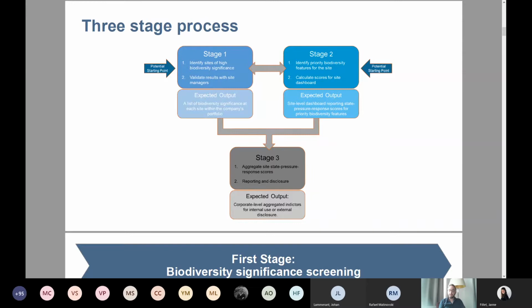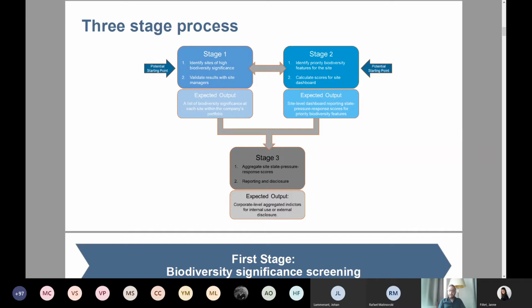And part of the information that companies can draw out of this is that they will then be able to identify which sites they need to elevate to stage 2, in which they will have a much more detailed assessment of the impact and interaction with biodiversity at a site level. So this stage 2 looks to identify what are the elements of biodiversity at that site that are likely to be impacted by the company's actions, and then assesses these on a state, pressure and response framework, which I'll come on to discuss a little bit more in a moment, in order to produce a site level dashboard identifying the company's performance on biodiversity at that particular site.